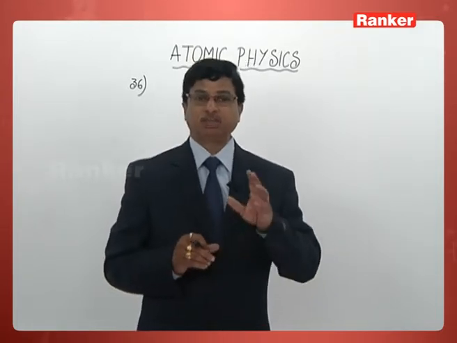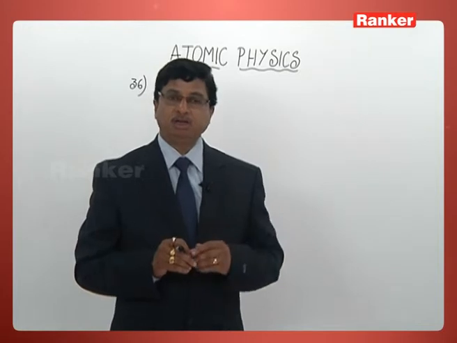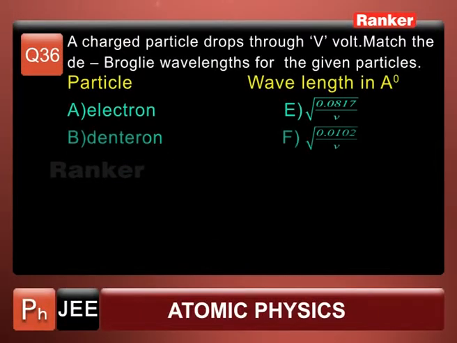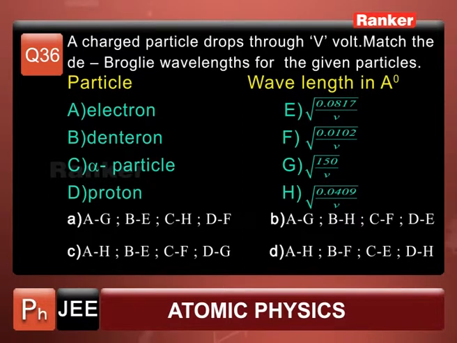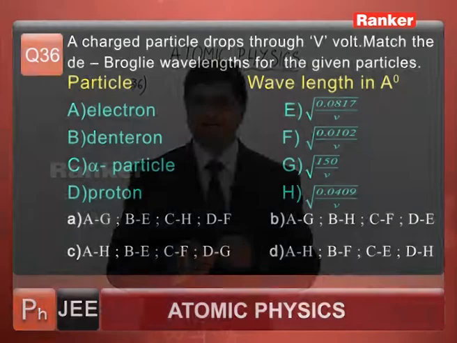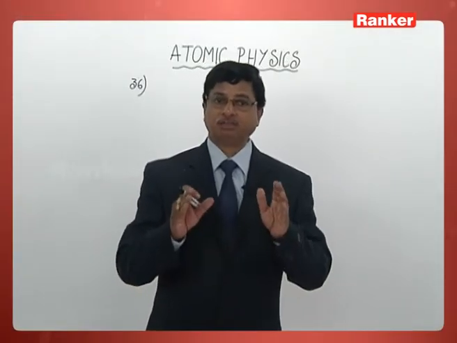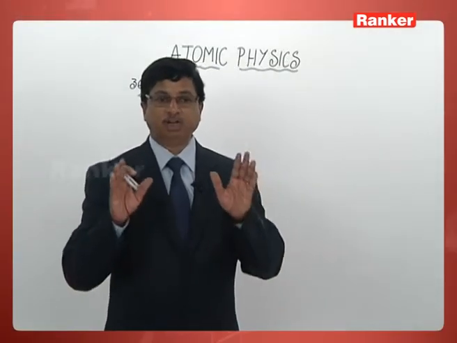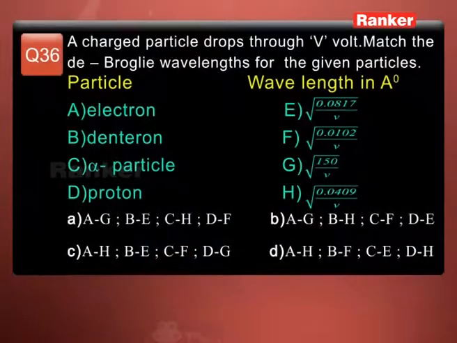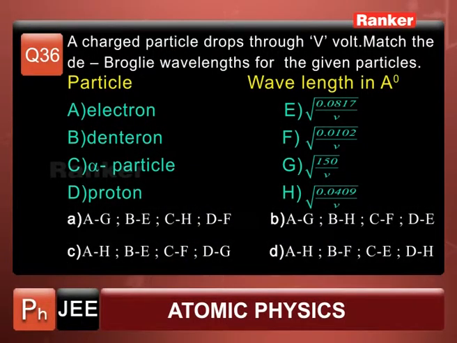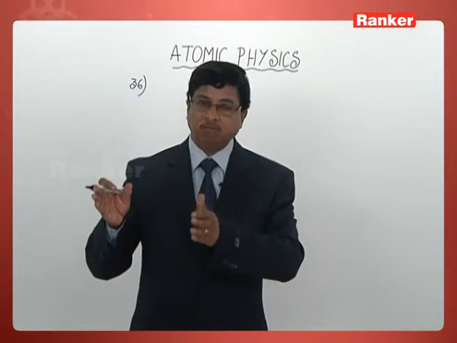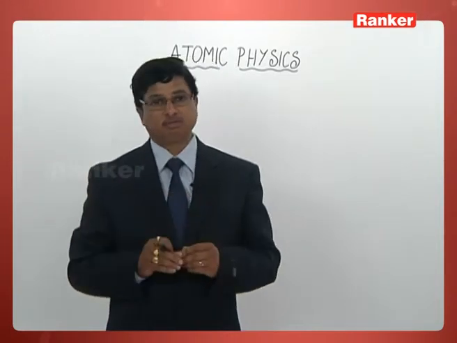That is problem 36 I am talking about. Let me read it out first. A charged particle drops through V volt. That of course we can understand as the potential difference applied across the charged particle, given as V volt. Match the de Broglie wavelengths for the given particles. He is giving us four particles in the first column and corresponding de Broglie wavelengths in the second column.